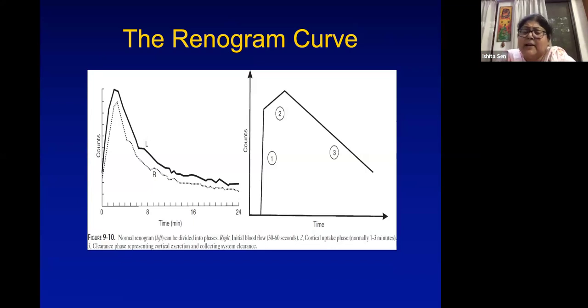So the gamma camera does not emit any radiation. It is the patient who is emitting the radiation. The gamma camera actually detects the radiation, and it plots when you draw a region.